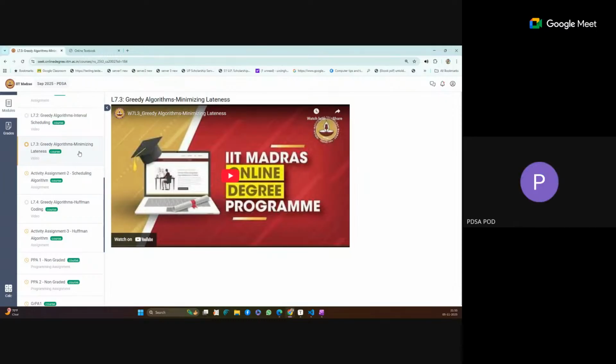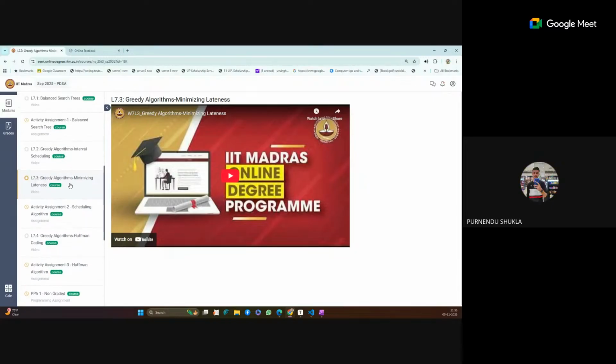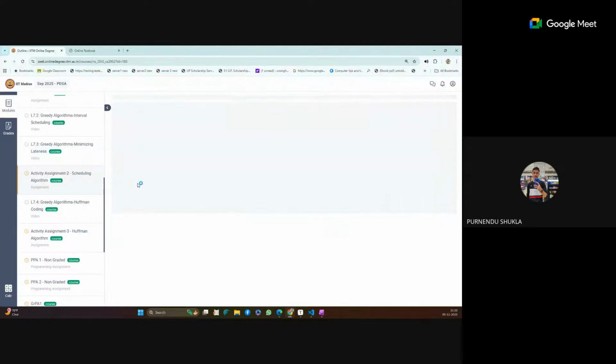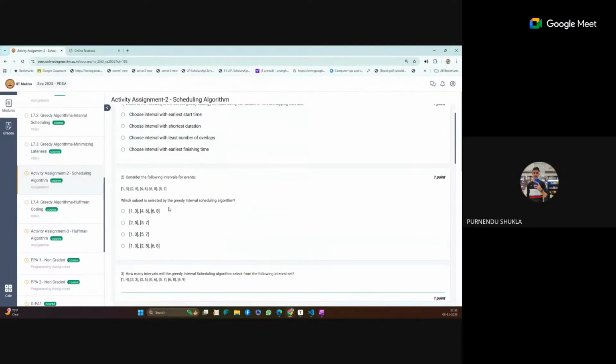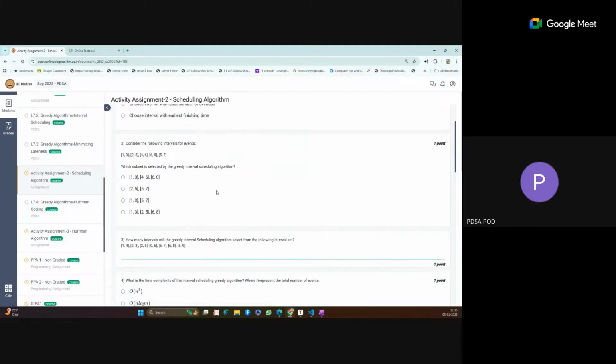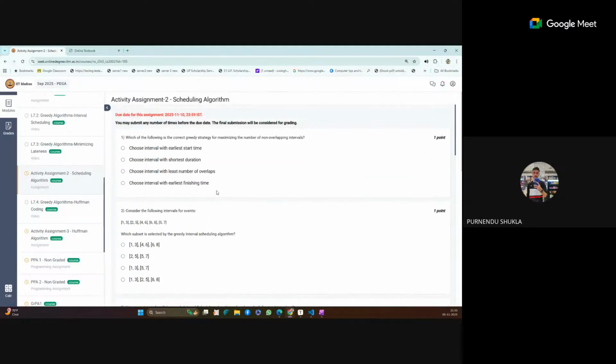What are we minimizing? We are minimizing the maximum lateness among all lateness. So this is the main problem. Somewhere you will get this as minimizing lateness, but that's the same thing. In the activity problems, I think some questions are given, the third, the fourth. All are actually the same thing. Do not confuse on this.